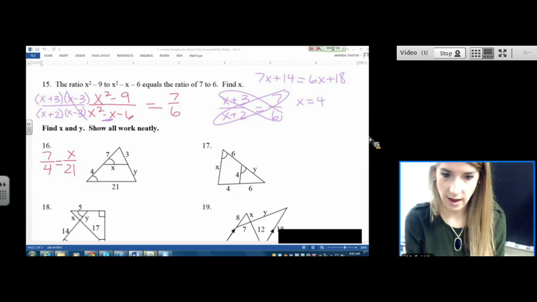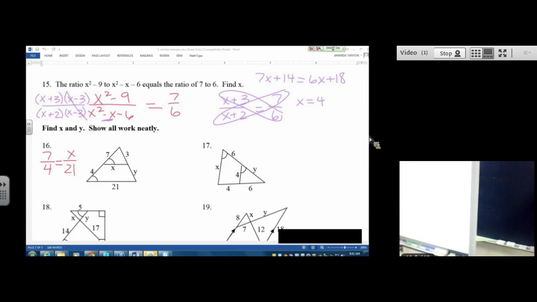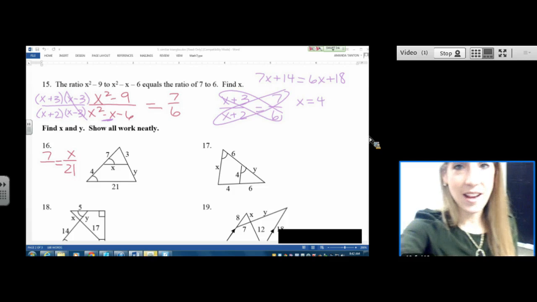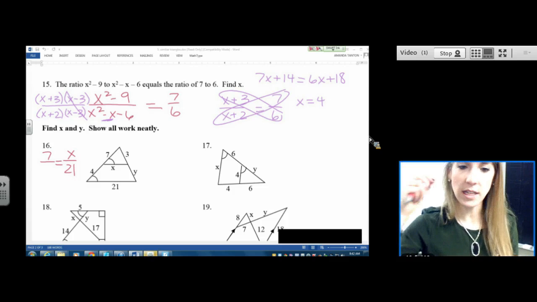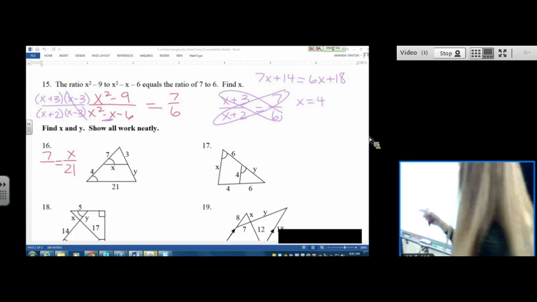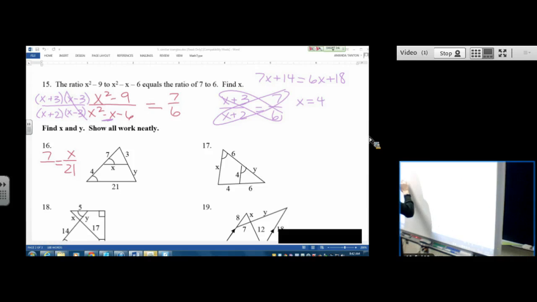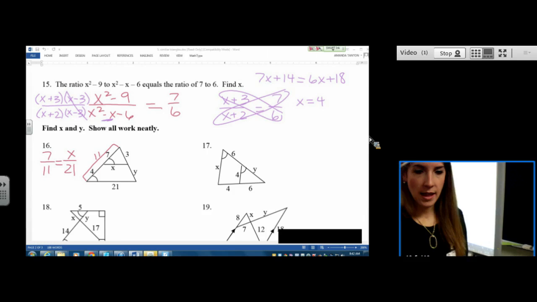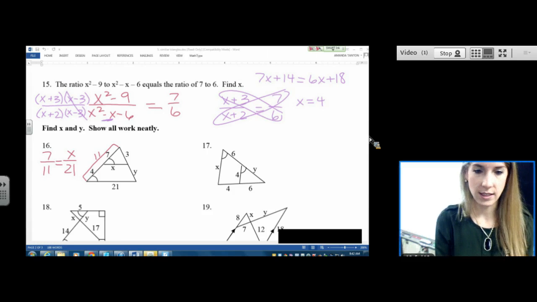Good, good. Everyone's saying it. Very good. So please don't be the student that makes this mistake. 4 is a partial side. 4 is not a side of one of the triangles. It's a partial side. And so you need to find the whole side. You need to add 7 plus 4. The whole side is 11. 7 is to 11 as x is to 21.